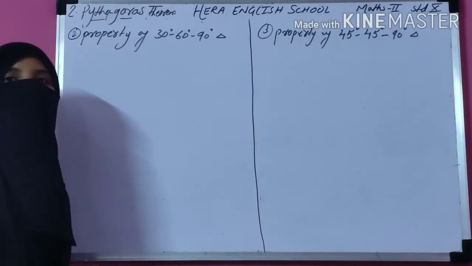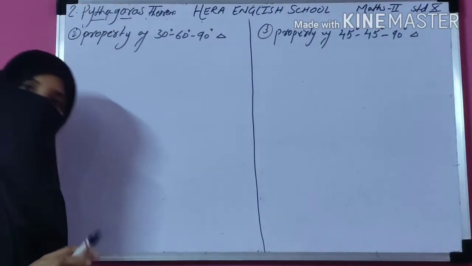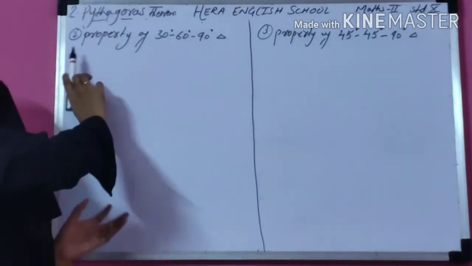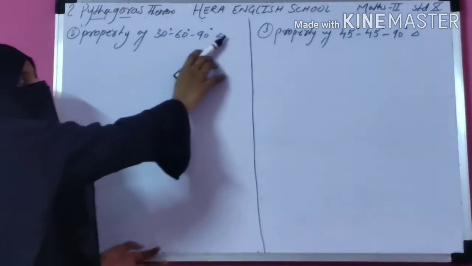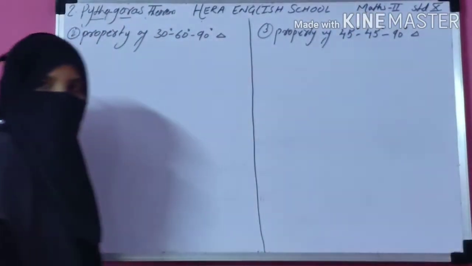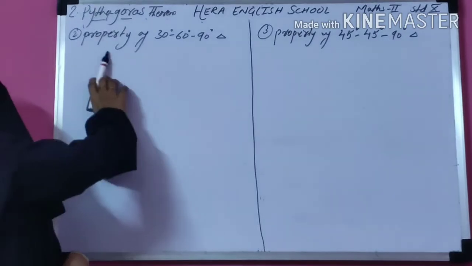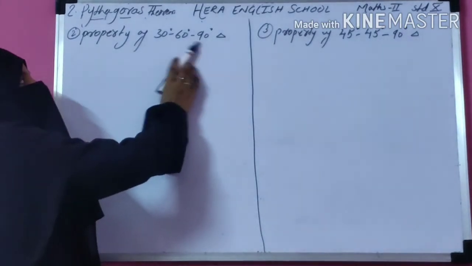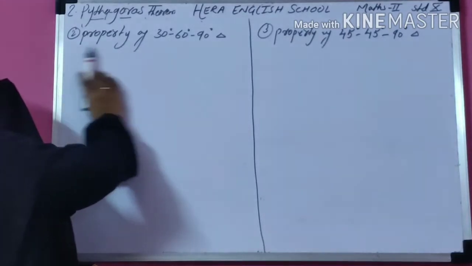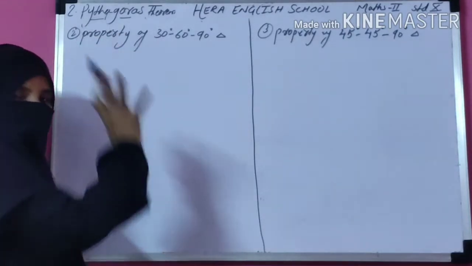Next is properties of right angle triangle. Here we have to study the property of the 30, 60, 90 degree triangle and the property of the 45, 45, 90 degree triangle. That means in a right angle triangle, if the three angles are 30 degree, 60 degree and 90 degree, then we have to discuss the property of that triangle.